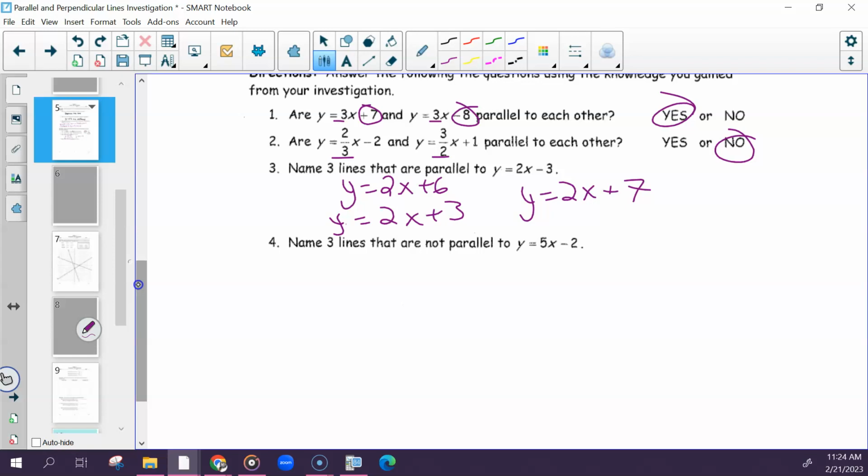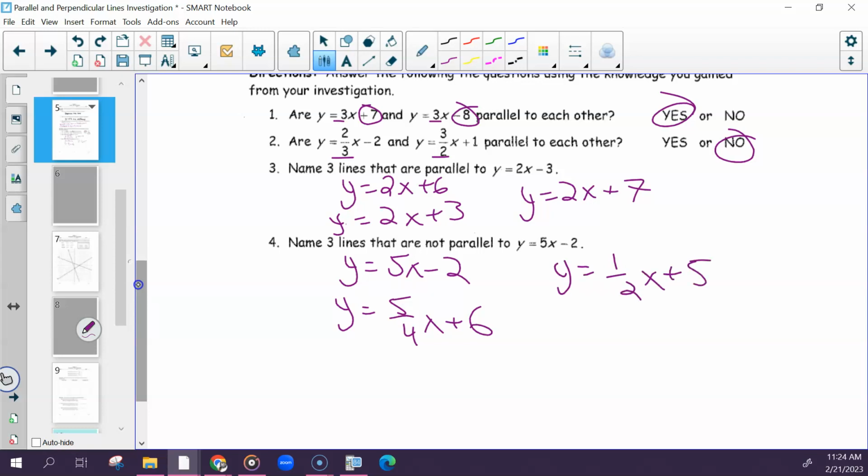So y equals 5x minus 2. Victoria? Y equals 5x minus 2. Okay. That would not be parallel because it's the exact same nature. Y equals 5x, not be parallel because they have different slopes. And then one more. Also not parallel because the slope is not the same.